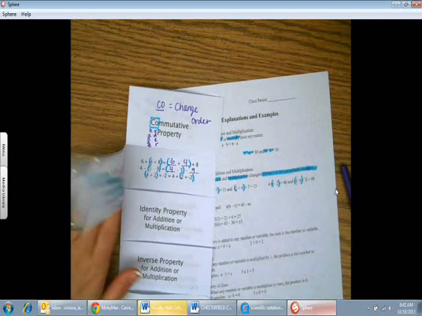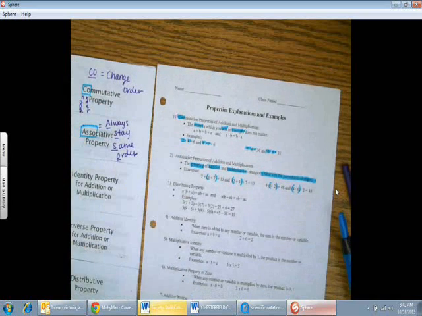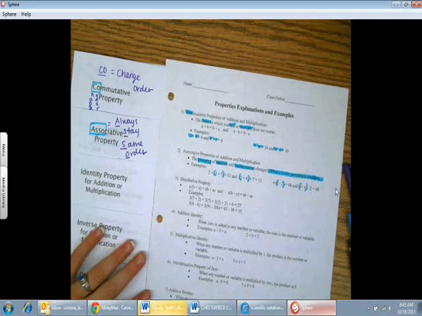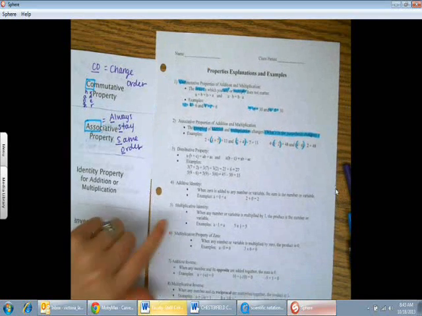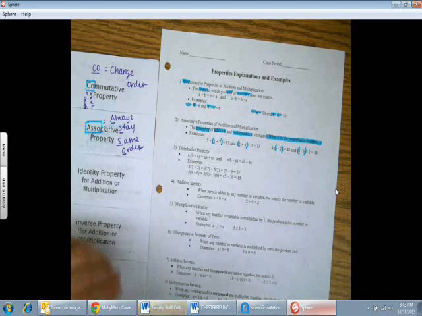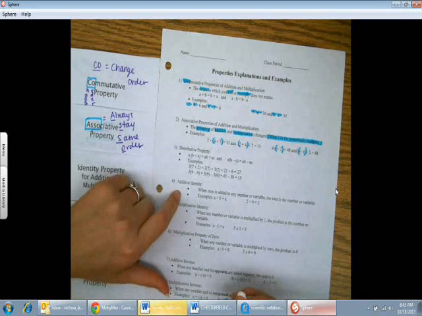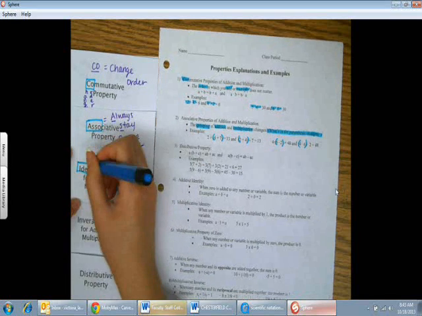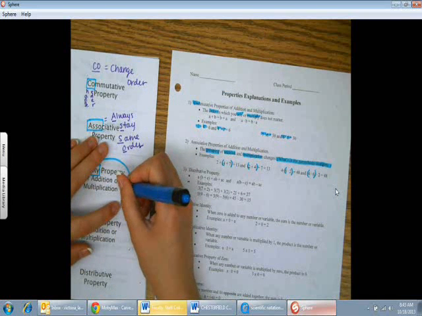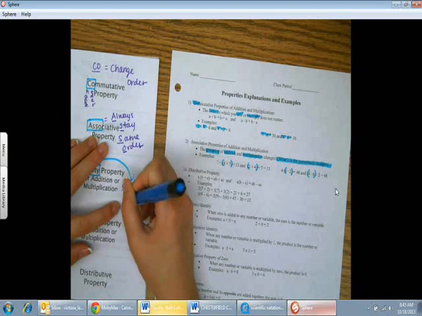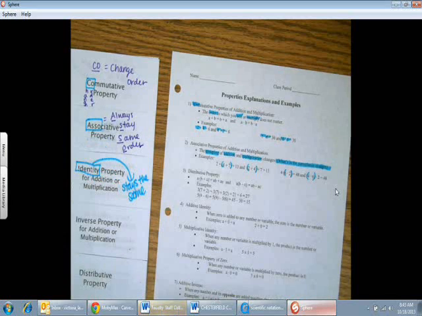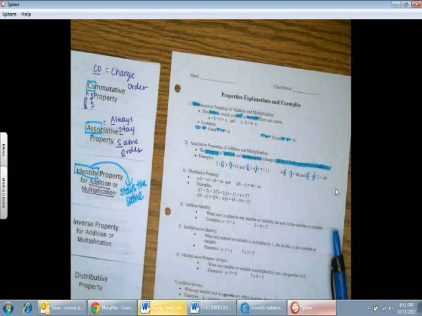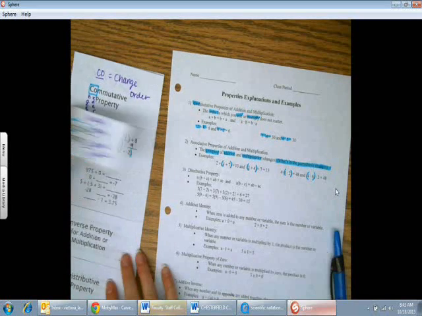Okay. So the next thing we're going to go over is the identity property for addition and multiplication. So we're going to jump down to 4 and 5 on your worksheet. So identity is when a number stays the same. So identity, I want you on your foldable to say stays the same. Okay? And that can happen with multiplication or addition, but there's different rules for addition and there's different rules for multiplication. Okay.